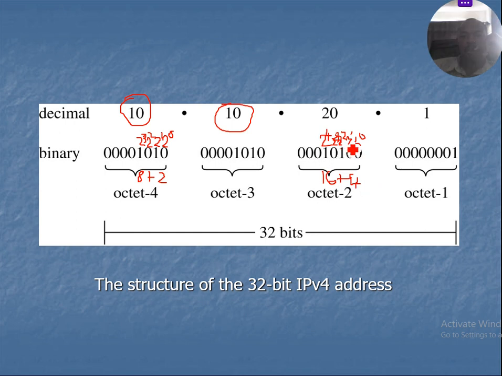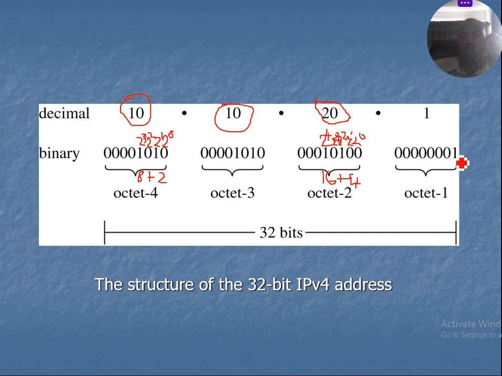Then this is 2 to the power of 1, which is 2 times 0 is 0. 2 to the power of 0 is 1 times 0 is 0. So we have 0 plus 4, which gives us 20. So you can see the decimal number is 20 for this IP address.